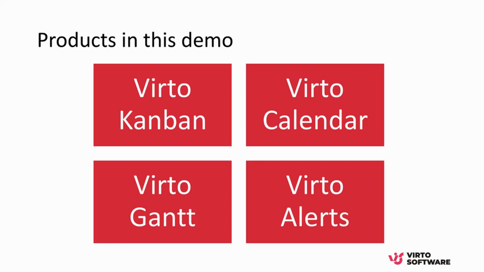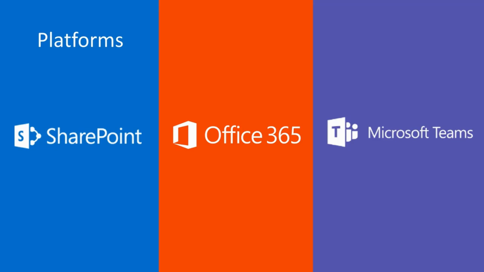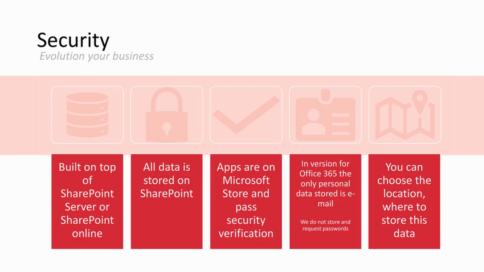So you have seen 4 products in this demo: Virto Kanban, Virto Calendar, Virto Gantt, and Virto Alerts. They are interconnected and they store the data in your SharePoint, so they can be used together very conveniently. All these applications can be used in SharePoint and Office 365, and solutions for Office 365 can be used in Teams as well. This is also important because you might be using not just Office 365, but Teams. It's a very convenient way to work.